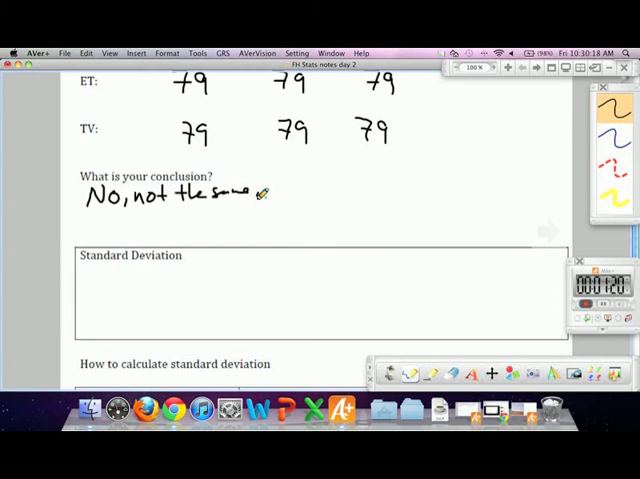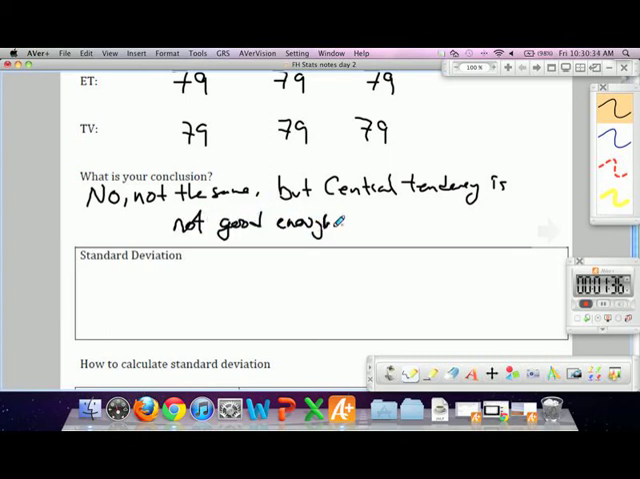They're not the same, but central tendency is not good enough to tell the difference. They're not all identical, but if we just looked at central tendency, we wouldn't be able to tell the difference, which is not really good.